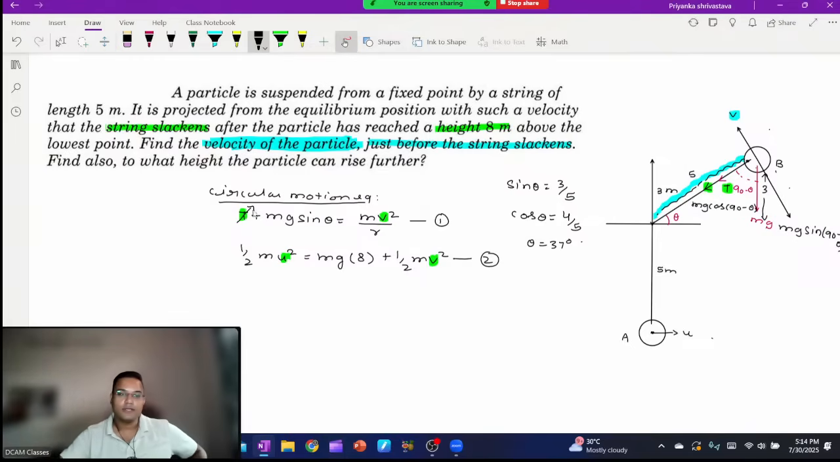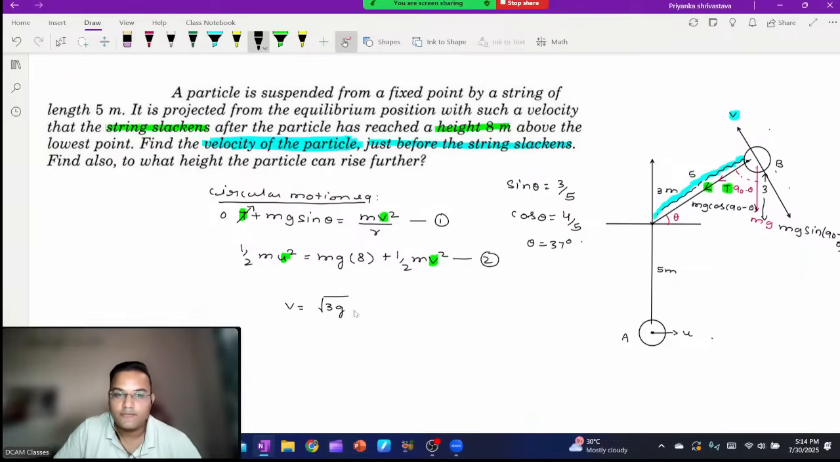Now solve it. Tension will be zero. Use this condition and solve the question. You should get the answer V as root 3g. First check that, then try to find out the further part. Yes, it comes as root 3g. Very good. So the velocity we are getting here is root 3g.